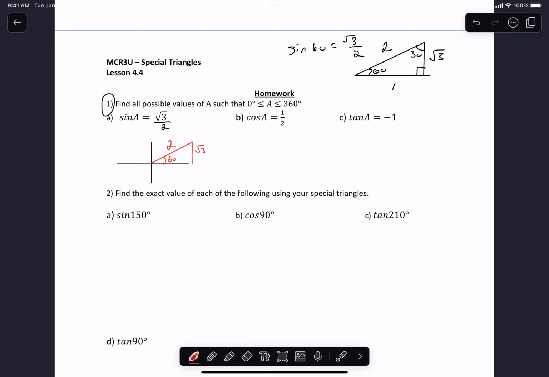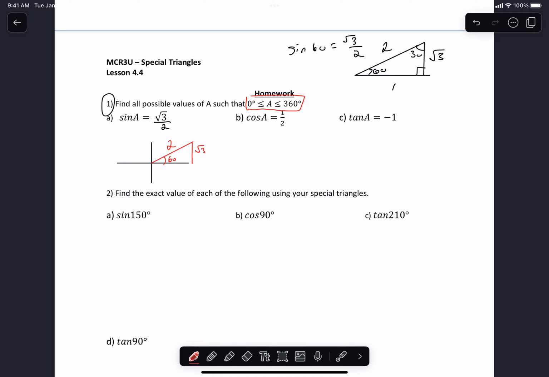So that's one possibility. What I said, or the question asked, was from 0 to 360. So is there another spot from 0 to 360 where I can create root 3 by 2? And more specifically, positive root 3 by 2. Robbie? The bottom left quadrant. Is it the bottom left? Sorry, top left quadrant.